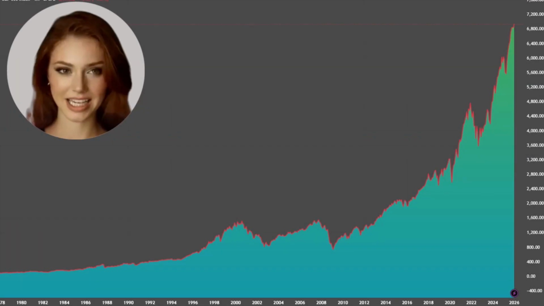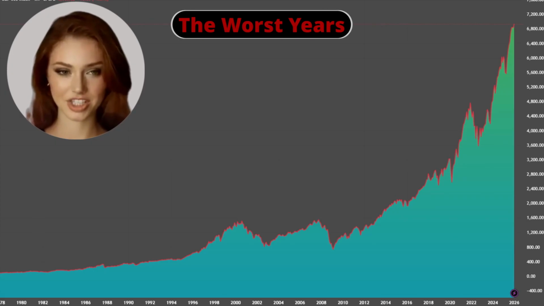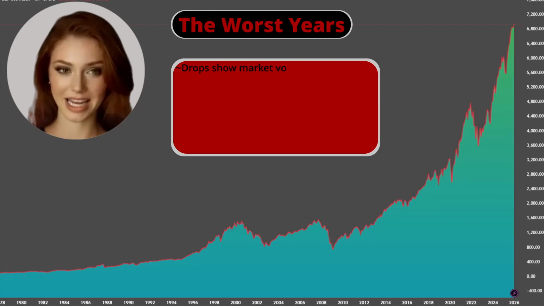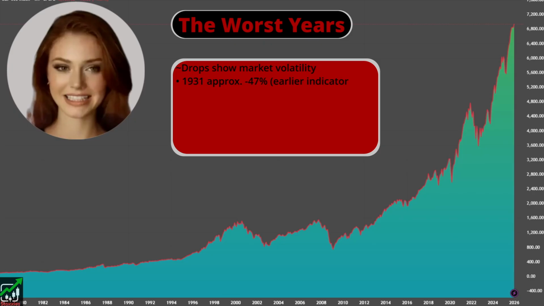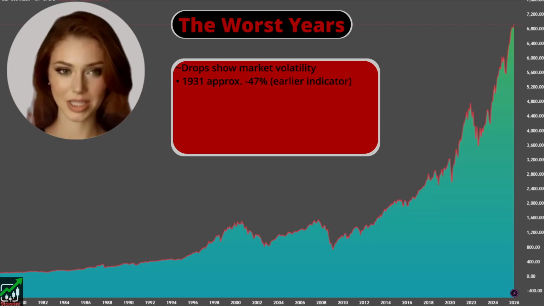Just as there are years of great upswings, there are also years of great downswings in the markets. These periods show how volatile the markets can become and why patience is so important for an investor. One of the worst years in the history of the US market was 1931, when one of the earlier Standard & Poor's indices fell about 47% during the Great Depression.